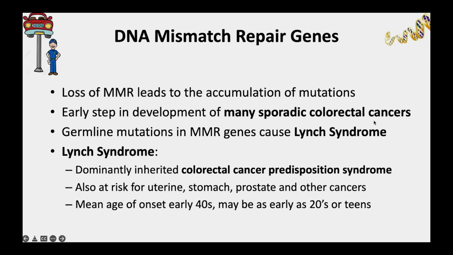So in this case, this is often an early step in the development of sporadic colon cancers, and germline or inherited mutations in one of these repair genes is associated with Lynch syndrome, which is a cancer predisposition syndrome, mainly colon cancer. These individuals have very high risk for developing colon cancer, as well as uterine, stomach, prostate, and other cancers. And the mean age of onset is in the 40s, but these individuals with Lynch syndrome can develop cancers as early as their 20s or even in their teens.